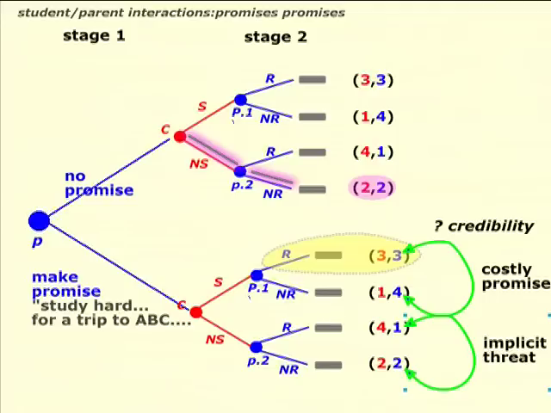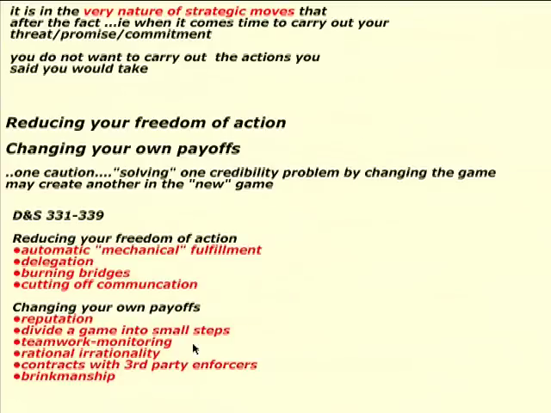Now, in the text, there are two basic ways: reducing your freedom of action or changing your payoffs. And under each of those headings, they list a number of things you could try to change a game. Now, just remember, it doesn't matter what the game is. I mean, there's some strategic interaction going on.